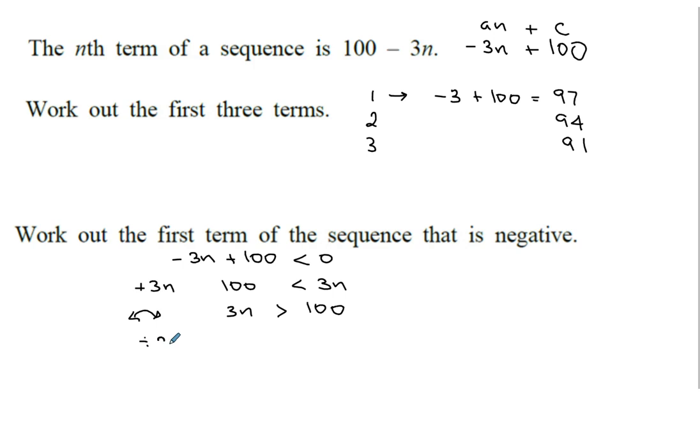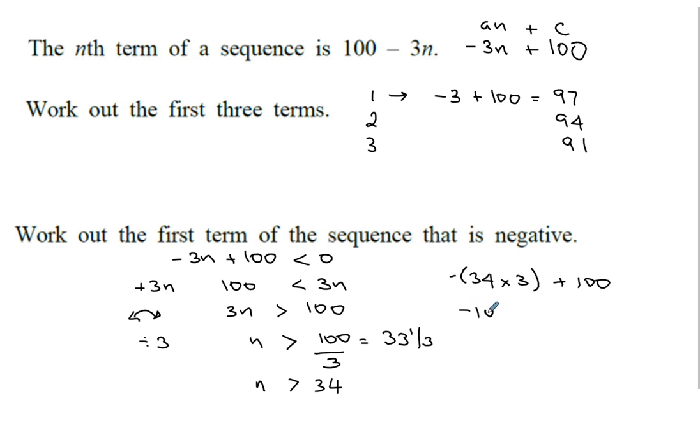And if we divide by 3, then n is greater than 100 divided by 3, which is 33 and a third, which you should know off by heart. So you can tell n has to be greater than 33 and a third, so we have to round up, so n is 34. Let's test it. So if we went minus 34 times 3 plus 100, you've got minus 102 plus 100, which gives you minus 2. Okay, so the first term of the sequence that is negative is minus 2.